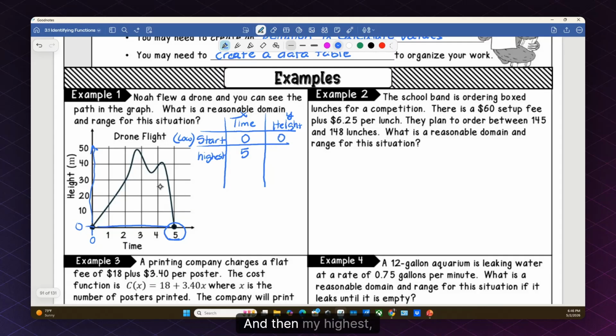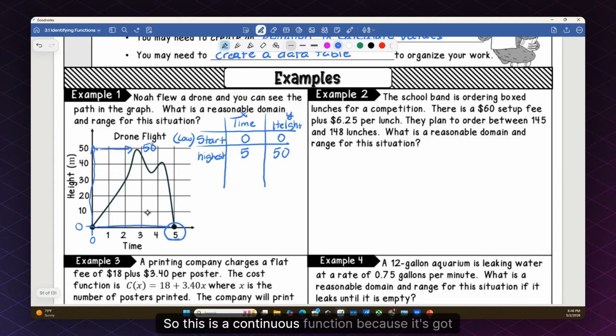Okay. And then my highest, I'm going to go ahead and call that 50. You might could guess that it's something a little less than that, but I'm just going to go ahead and call it 50 for ease of this. Okay, so now that I know where my low and my high is, I can write out my inequalities.